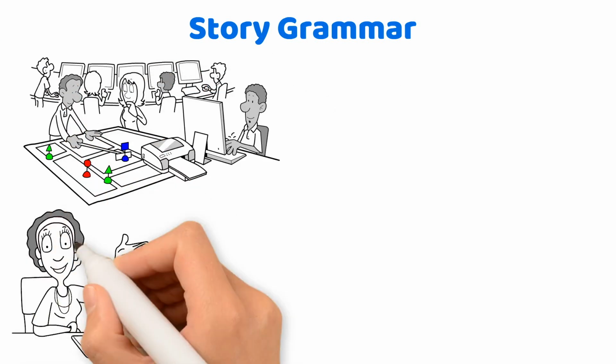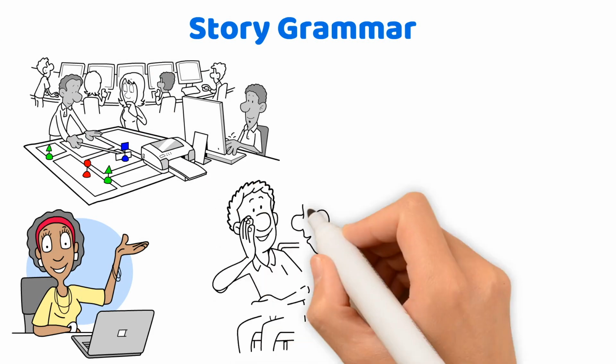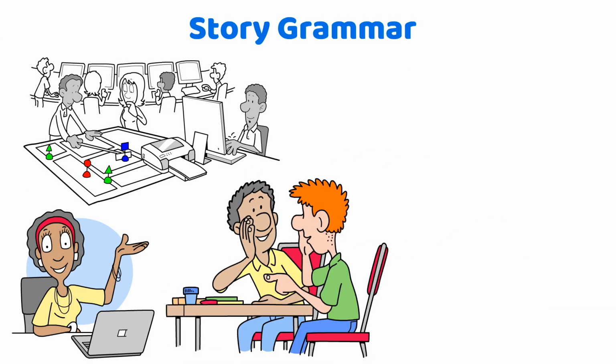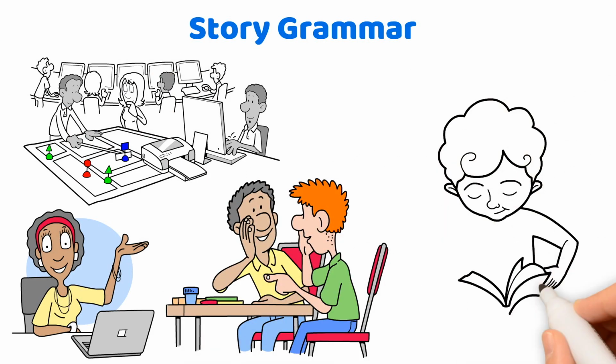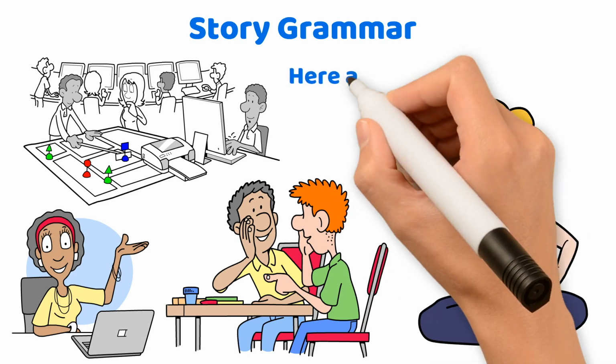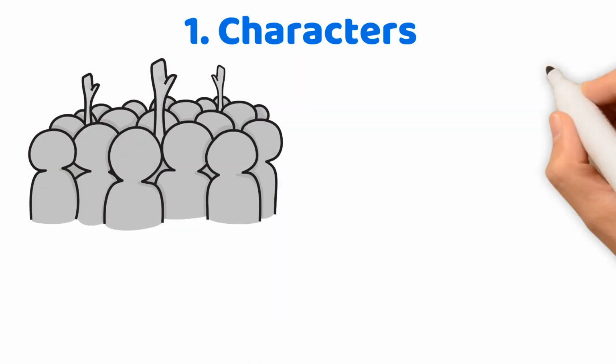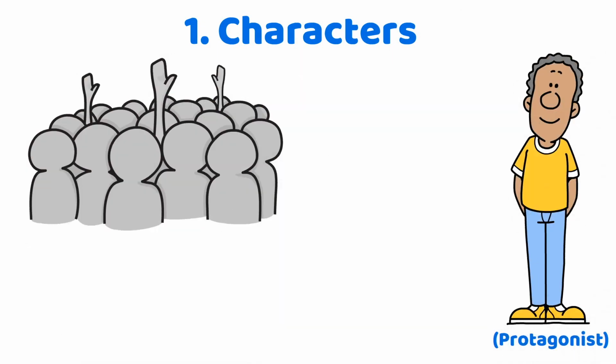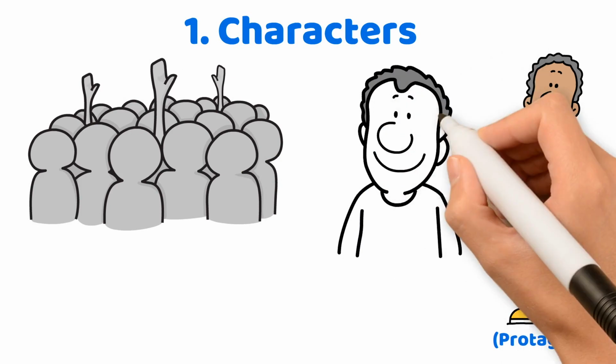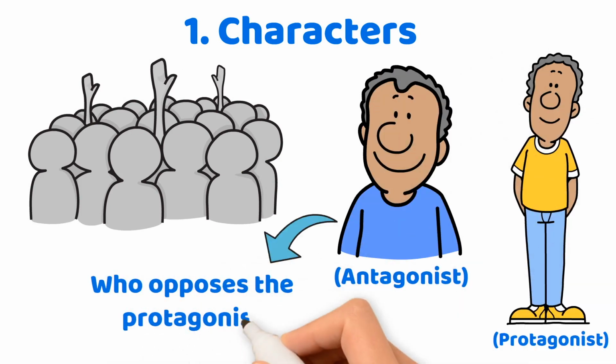Now, let's talk about story grammar, which refers to the framework that underpins most narrative texts. It's a tool, like a graphic organizer, that helps students understand and predict story structure, making reading a more coherent and satisfying experience. Here are the key elements. 1. Characters. These are the individuals in the story, often including a protagonist, the main character, and an antagonist, the character who opposes the protagonist.